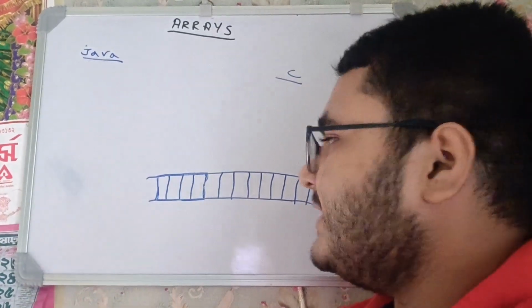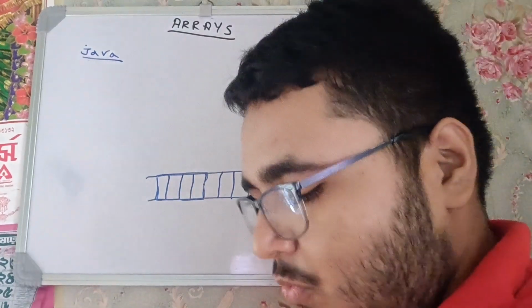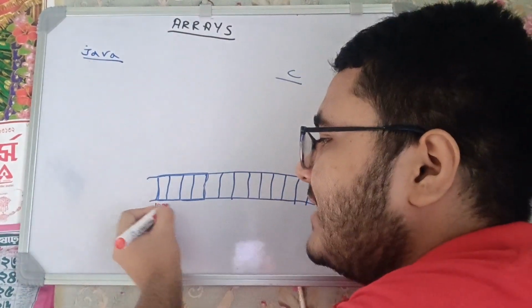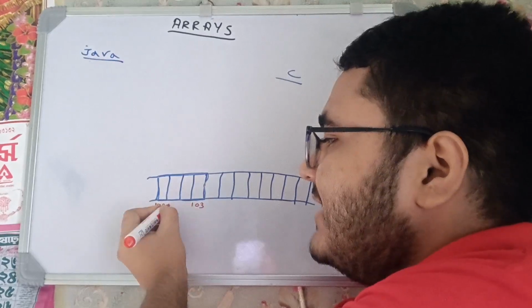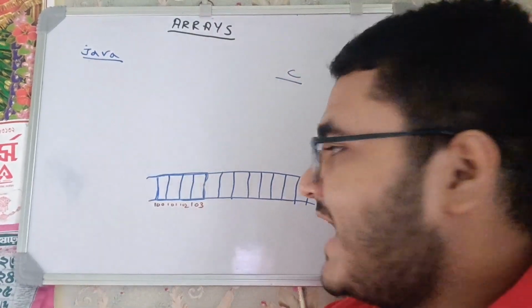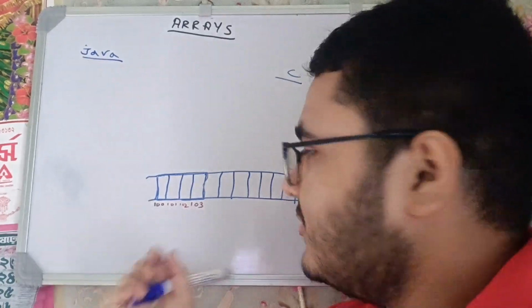Contiguous means if one slot is present from 100 to 103, that is 101, 102, the next slot should start immediately after this slot, right?